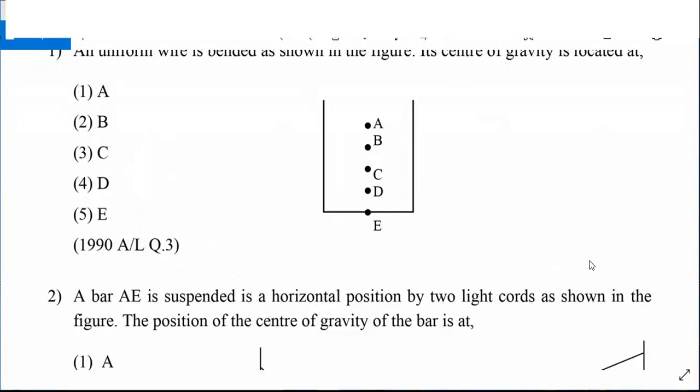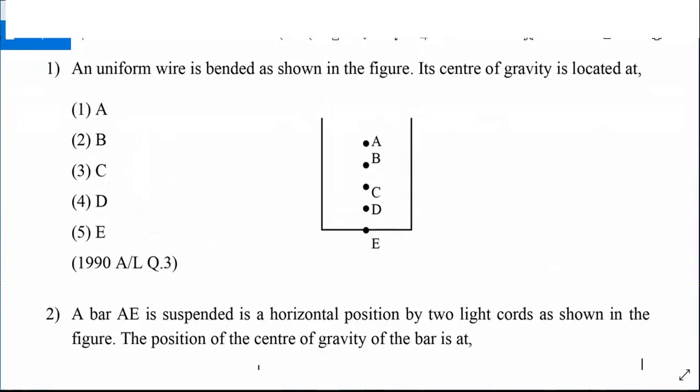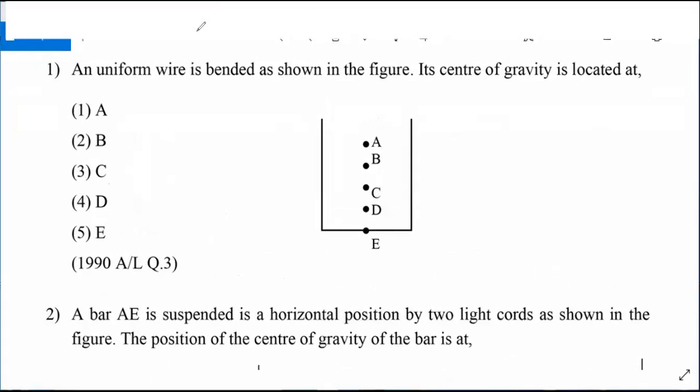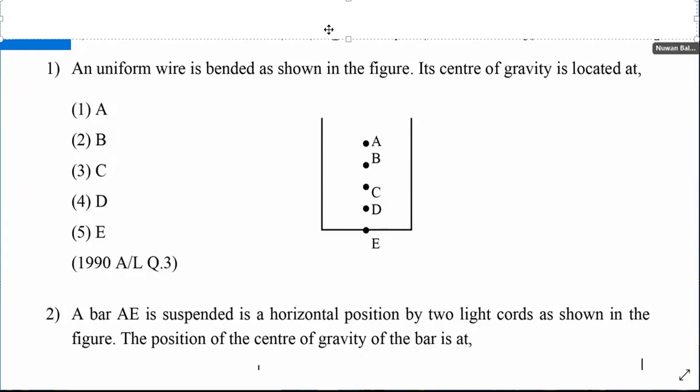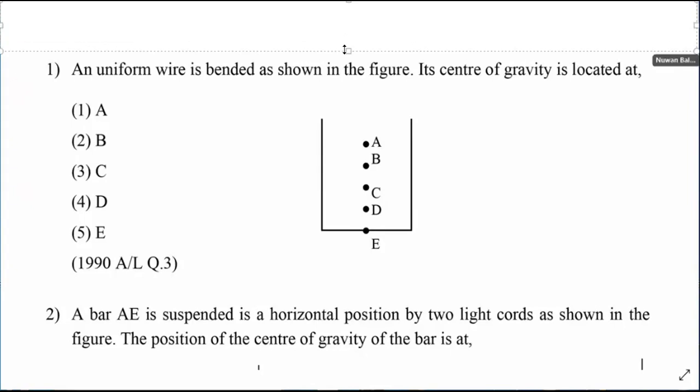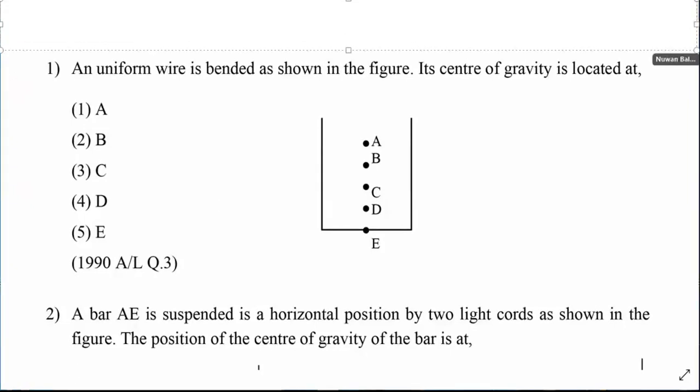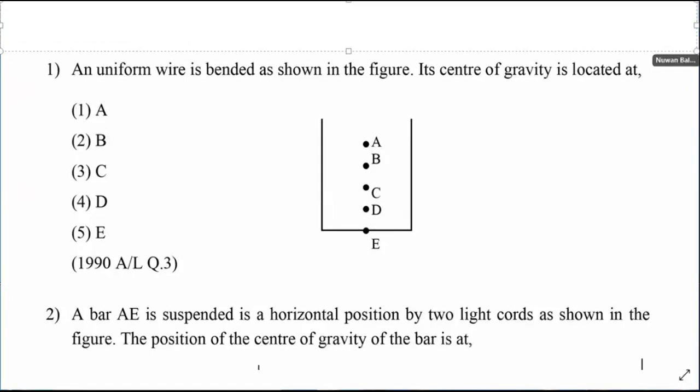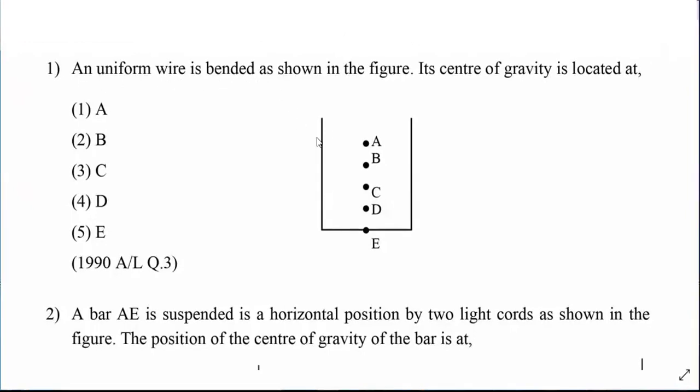Please read the first question, dear. A uniform wire is bent as shown in the figure. Its center of gravity is located at answer number 1 A, second one B, third one C, fourth one D, fifth one E. It is asked us to find the center of gravity of a given object. It is said a uniform wire is bent, so it means all of them are wires as shown in the figure. Right? They have asked us to find the center of gravity.